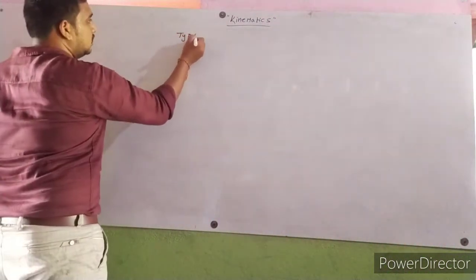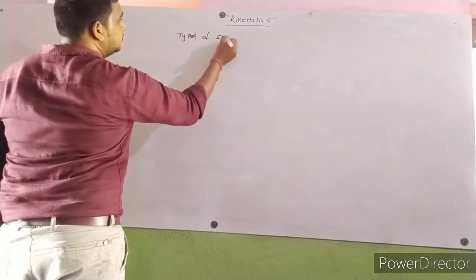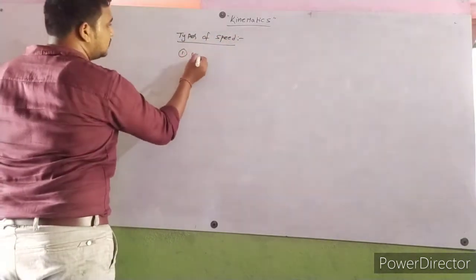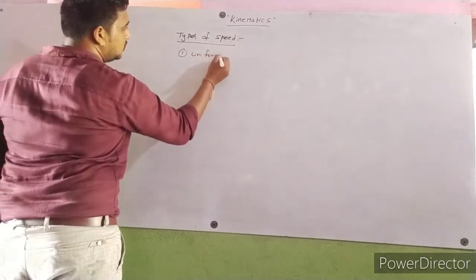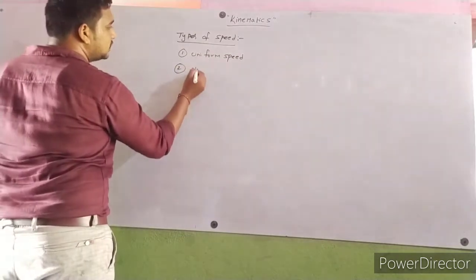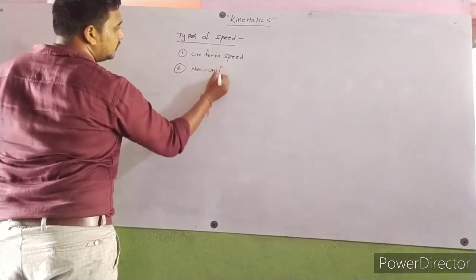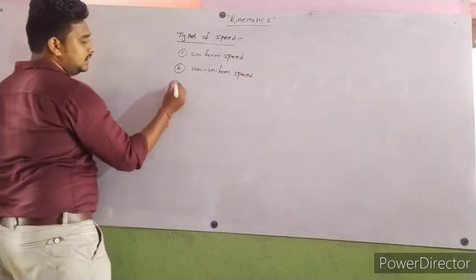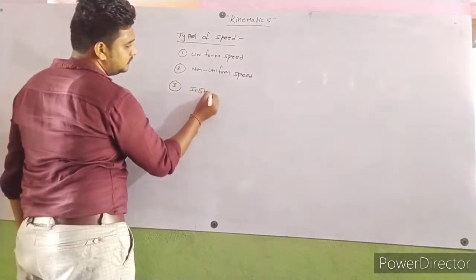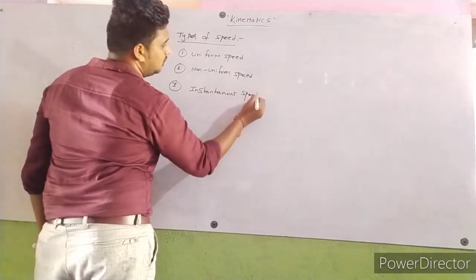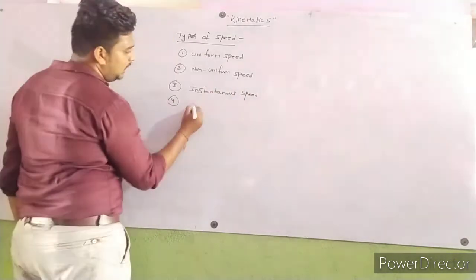Types of speed. First, uniform speed. Second, non-uniform speed. Third, instantaneous speed. Fourth, average speed.